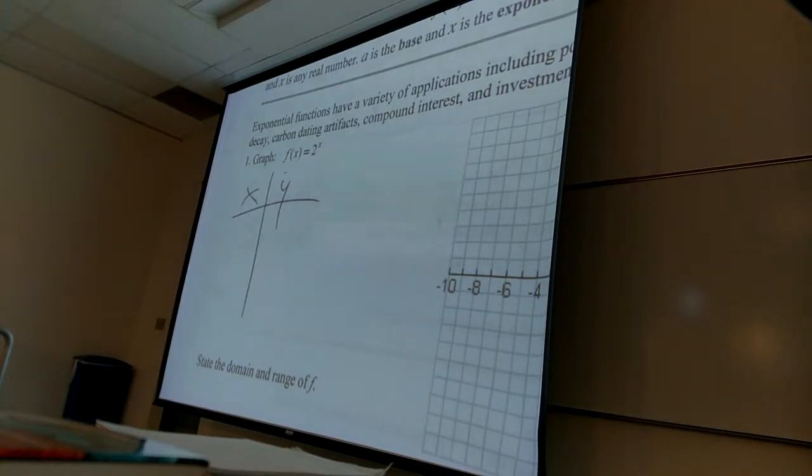X squared grows pretty quickly. 2 to the x beats that out. It just grows like insane.